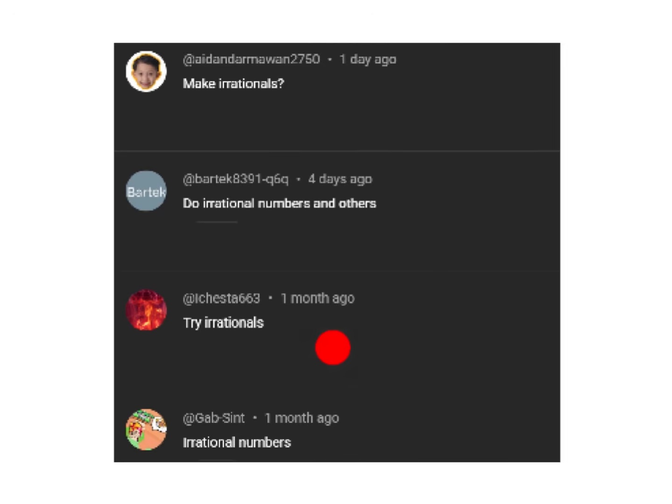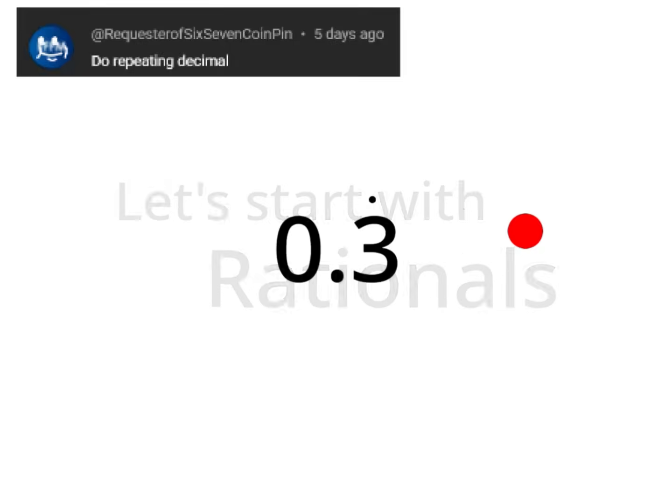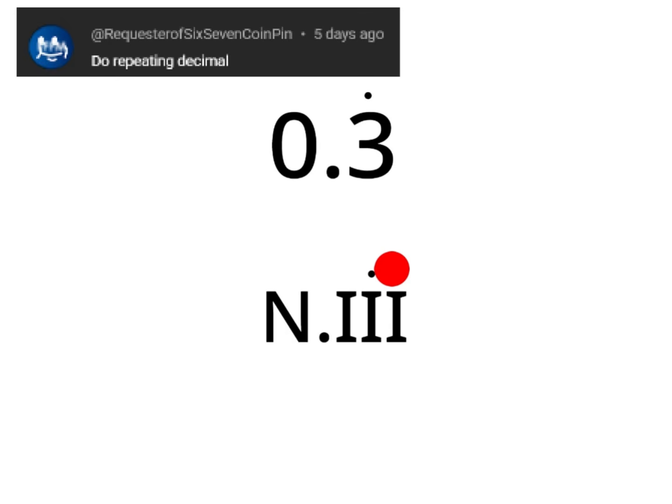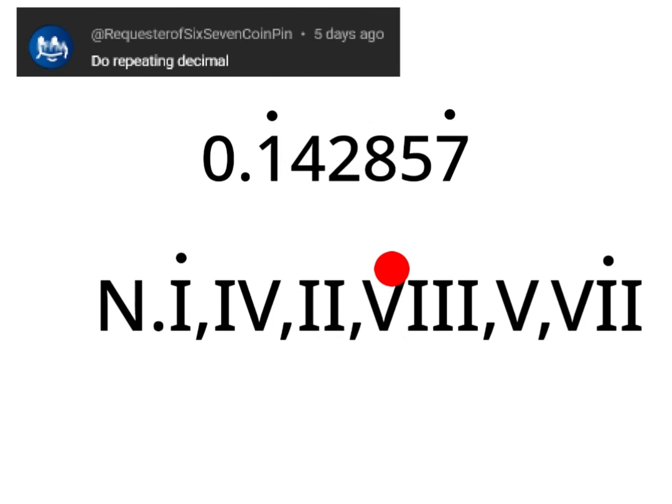Irrationals. So before we start on with the hard irrational numbers, let's start with rationals. Repeating decimal is kind of simple. We can just put a dot on it. There's not really much to it. Just do the same thing.